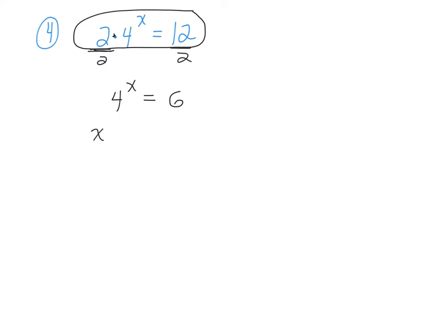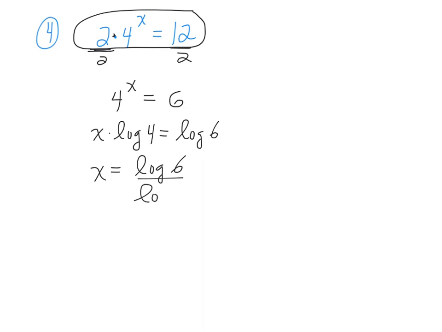When we do that, that x falls down in front. We have x times the log of 4 equals the log of 6. And then from there, x would be the log of 6 divided by the log of 4, which, recall again, our change of base formula. We can rewrite this as log base 4 of 6. Okay?